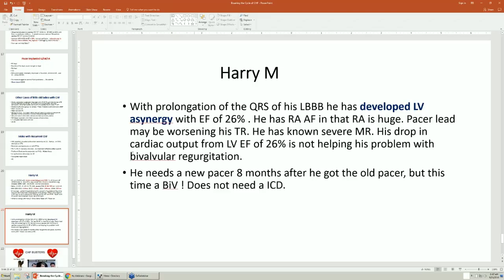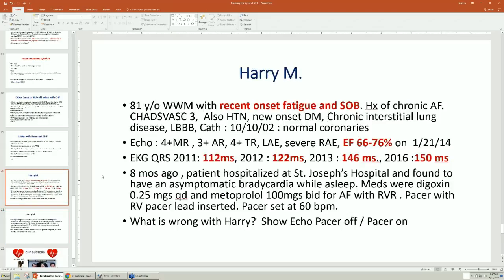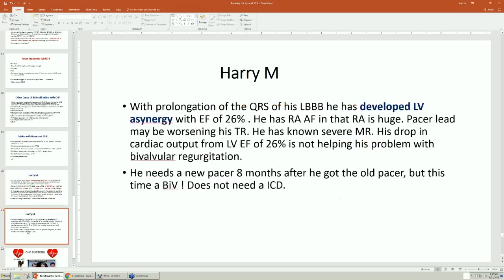His ejection fraction has dropped from 50-something percent over here to 26% over here. He has a leaky mitral valve and a leaky tricuspid valve, so 50% of the volume was probably going backwards, and we don't have enough going forwards. We need an ejection fraction of at least 50 or 60% to be able to do that. So he's going to get a new pacer.